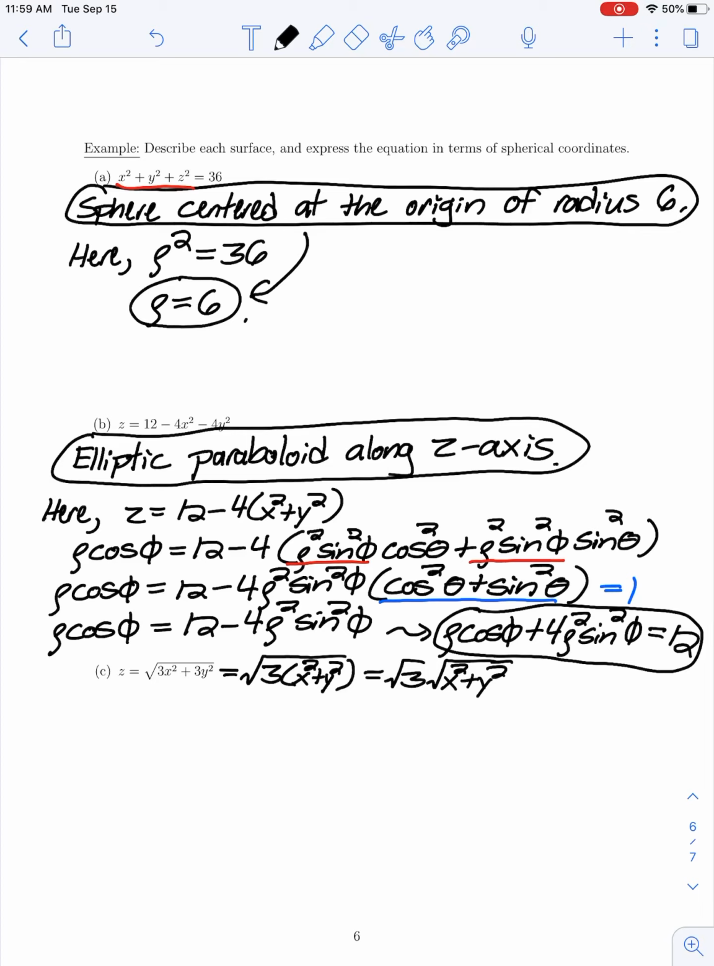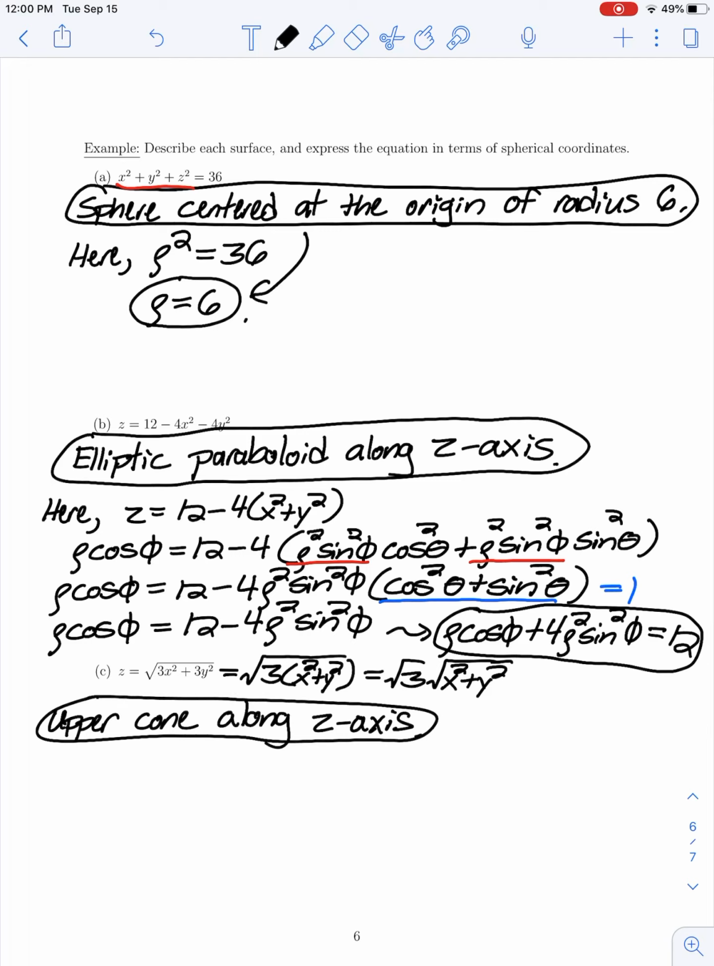So let's see what surface this describes. We can recognize this as the equation of a cone, in particular the upper half cone. So let me specify. We would have the upper half cone along the z-axis. So let's see if we could describe this using spherical coordinates instead of rectangular.